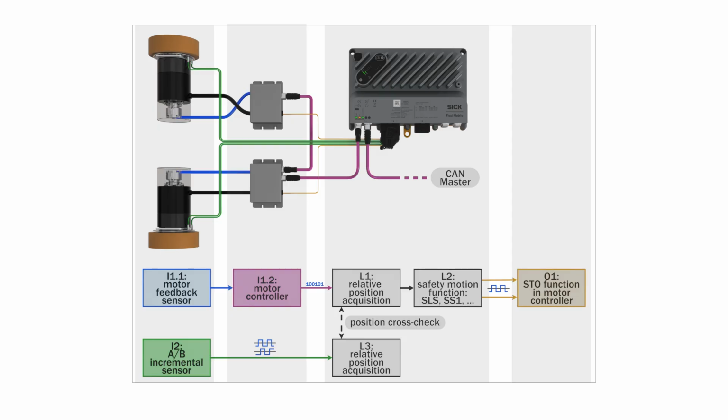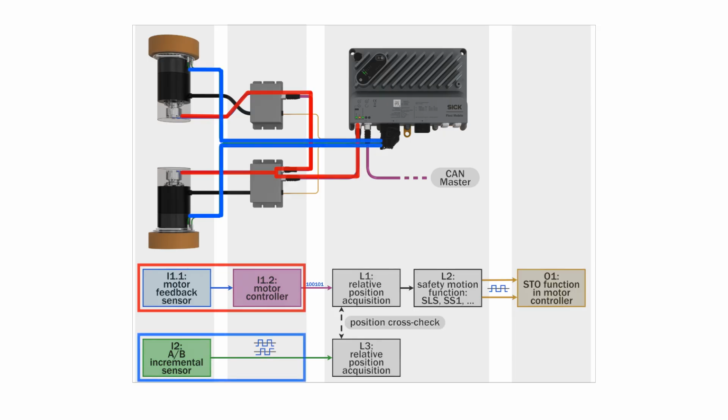In the example here, the relative position values are received from the motor controller via CAN. To achieve a performance level, a second channel and a cross-check is necessary. Here the second channel is realized by a pair of proximity switches on each wheel that are connected to the HTL inputs.